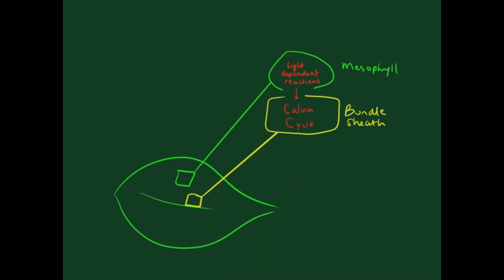C4 plants make up about 3% of all plants and are usually found in hotter climates. Some examples include corn and many kinds of grasses. The light-dependent reaction is carried out in the mesophyll cells, which make up the tissues of leaves, and the Calvin cycle occurs in cells called bundle sheath cells, which are located around the edges of the veins in leaves.